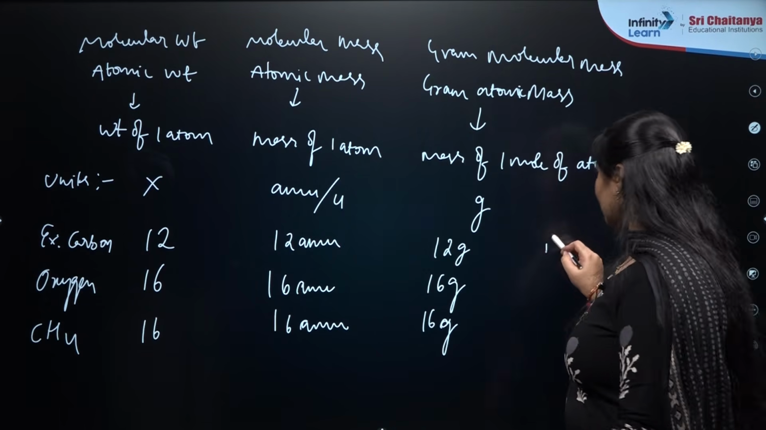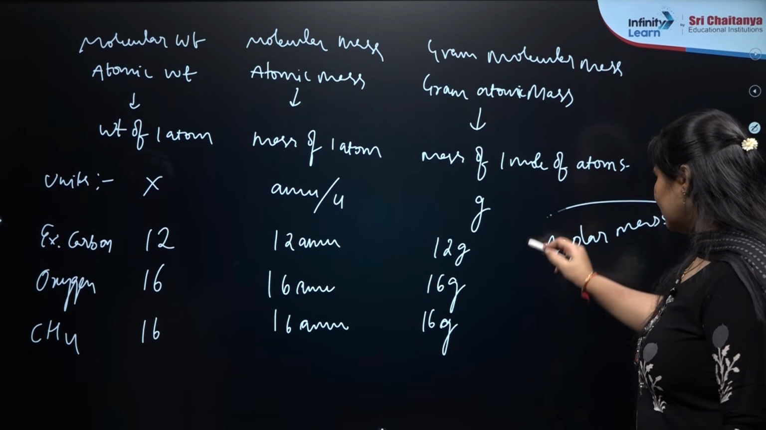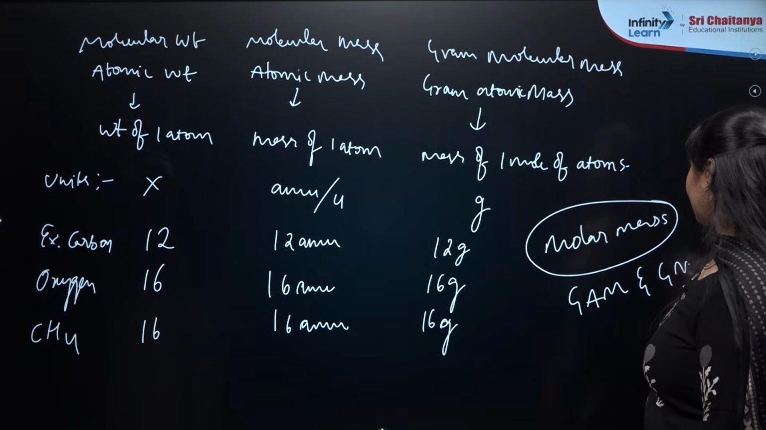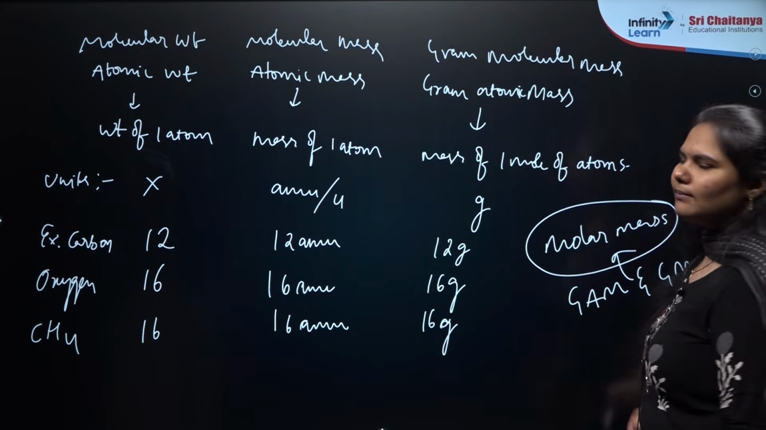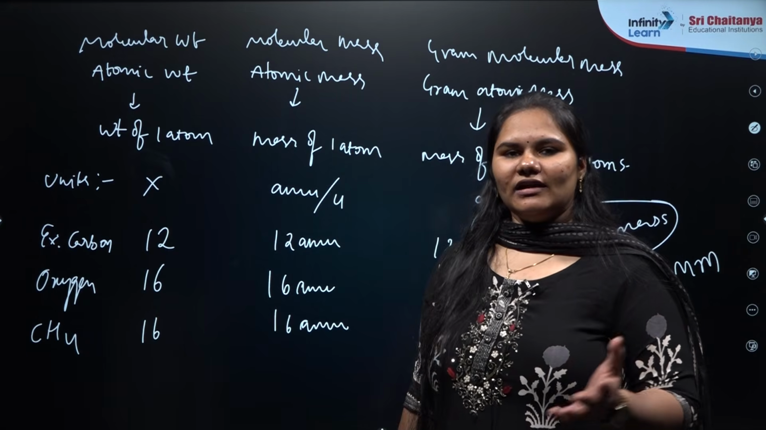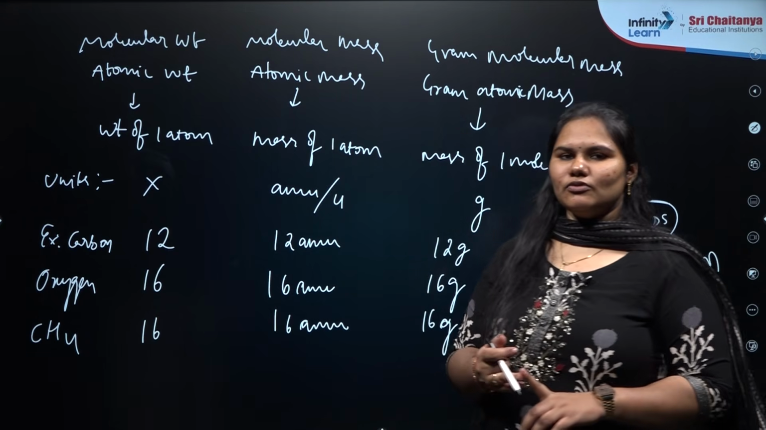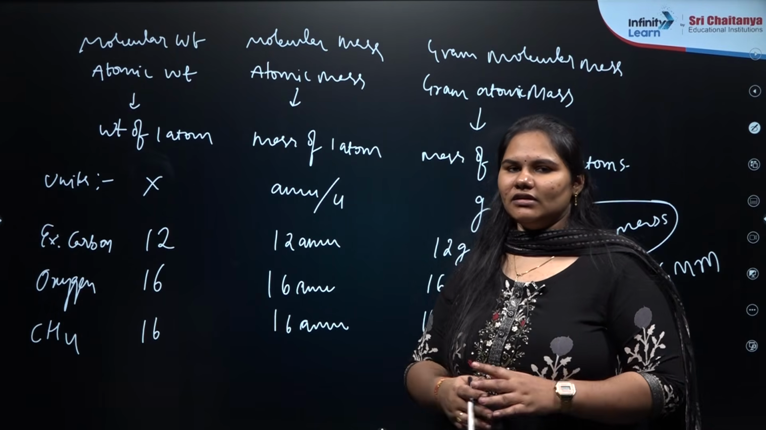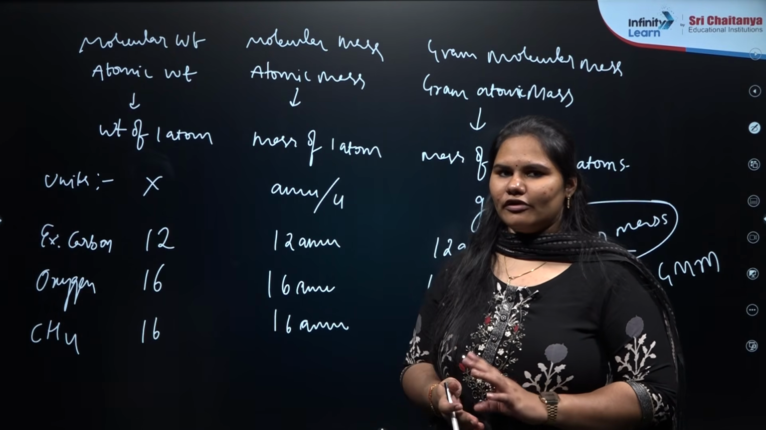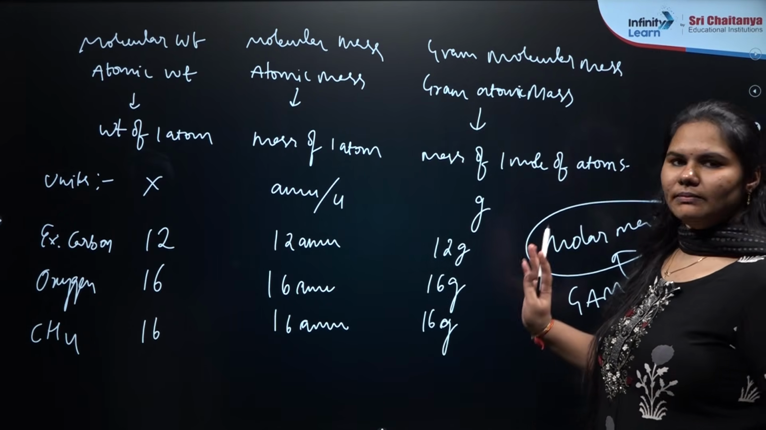Then ma'am, what is molar mass? So molar mass is nothing but GAM and GMM together. Together it is called molar mass. That's it. There is nothing else. This is about the atomic masses and all of this. So it is very important. Before starting mole concept, you have to learn these atomic masses, molecular masses, all of that, so that we can do mole concept in a better way.